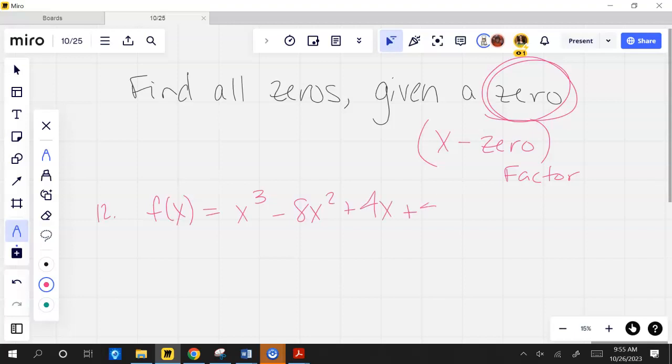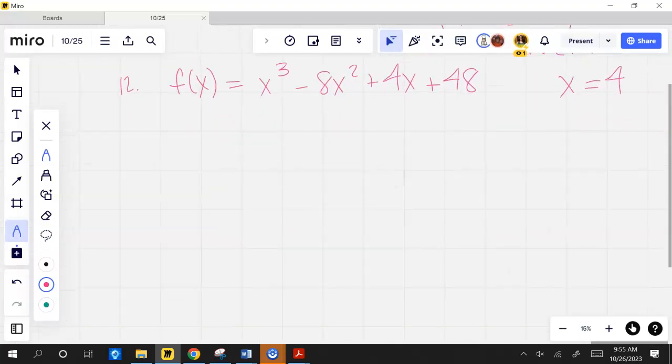All right, so this time I'm starting with a 0. Okay, so I'm telling you x equals 4 is a 0. Find all the other zeros. So look at your first step over here. Divide the polynomial by x minus 0. Why am I doing that? Because one of the factors is x minus 4. Do you agree with that?